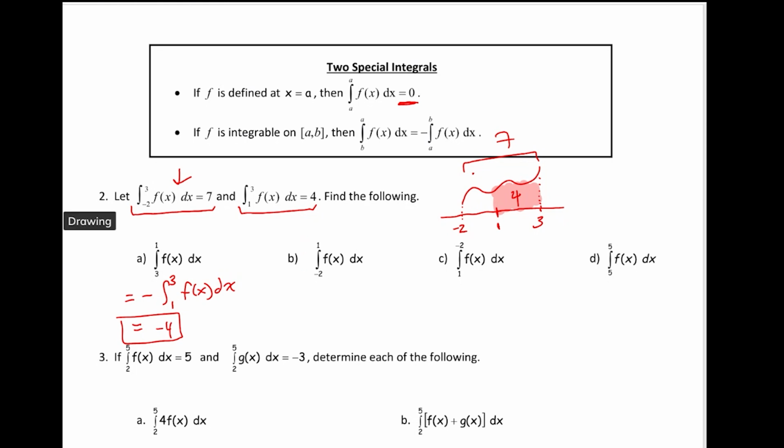Now, algebraically, the way that you would rewrite this is you would say that this integral equals the integral from -2 to 3, which is going to be like the total area under that, between -2 and 3, and then subtract the area between 1 and 3. So that's where we're going to get that 7 minus 4. I think conceptually you can see it a lot easier than trying to parse what I've just written there. 7 minus 4 is 3.